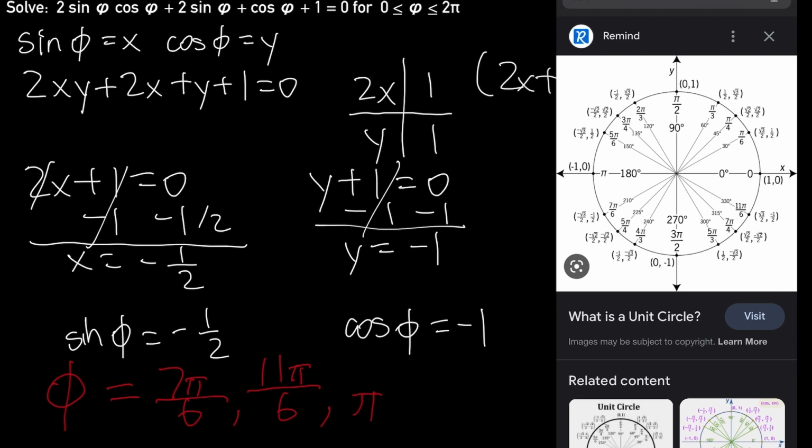So here are your 3 answers. Yes, this problem does have 3 solutions. 7 pi over 6, 11 pi over 6, and pi are all values for phi here.